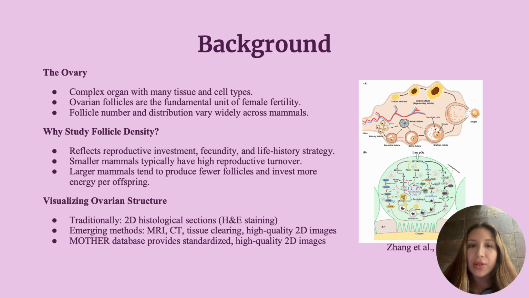Smaller mammals often reproduce more frequently and have higher follicle turnover, whereas larger mammals produce fewer follicles and invest more resources into each offspring. Traditionally, ovarian structure is studied using two-dimensional histological sections stained with hematoxylin and eosin, or H&E. However, newer approaches like MRI, CT, and tissue clearing now allow for 3D reconstruction of ovarian architecture.